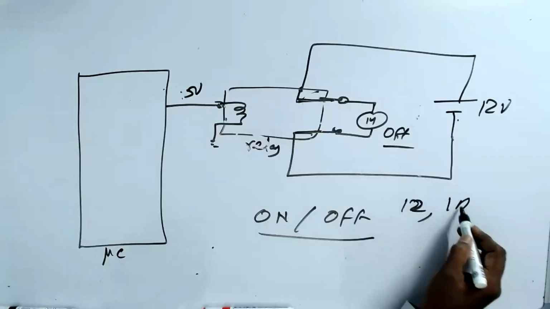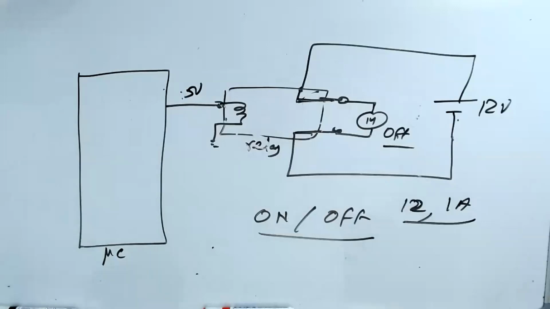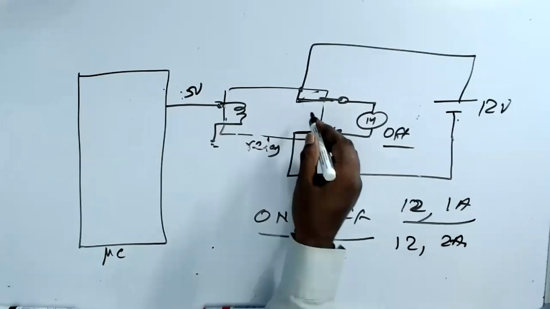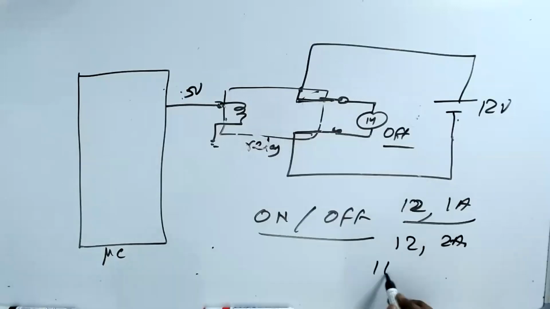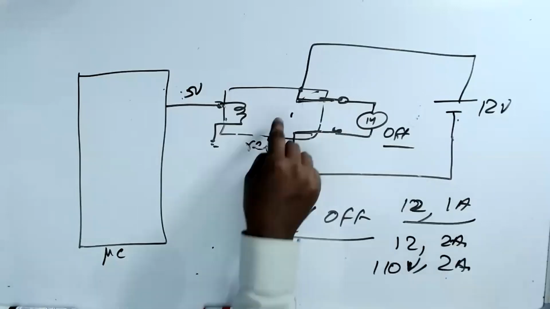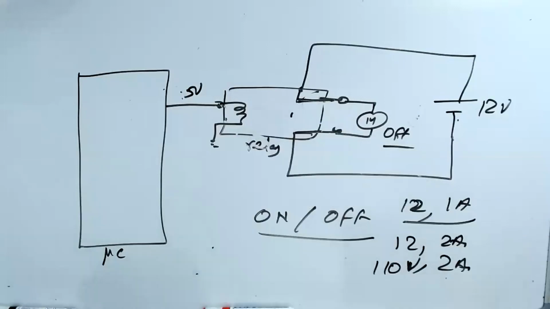If you want to control 12 volt and 2 ampere, then it will be a bigger relay. If I want 110 volts and 2 ampere, then my relay size becomes big. So that's a very simple one. Basically, what you are doing is you have a switch.